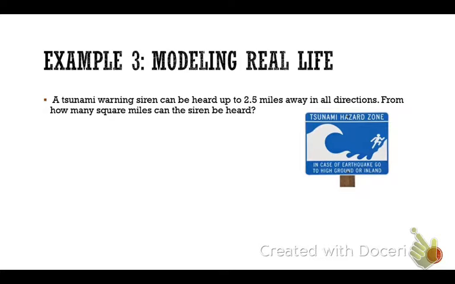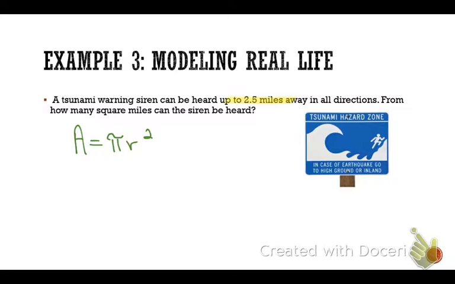The first thing I need to decide is 2.5 miles, is that a radius value or a diameter value? It's a radius, because from the siren, which is my point of center, it extends out 2.5 miles in all directions. So that would be a radius value. Okay? So how much space does that fill all the way around 2.5 miles in all directions? That would be an area problem. Do you see that? Okay. So A equals pi r squared.